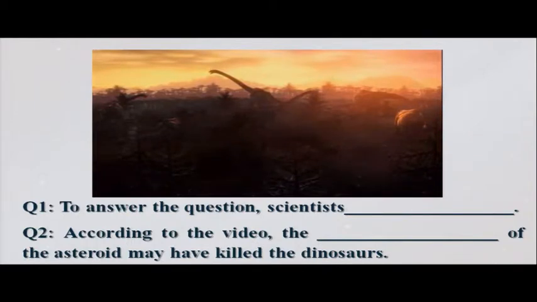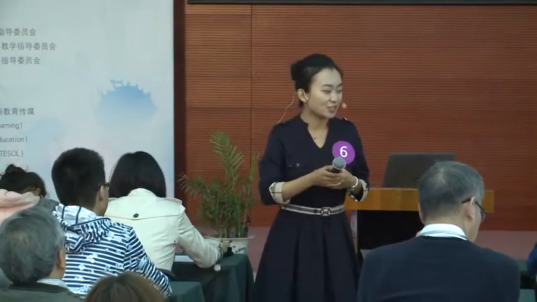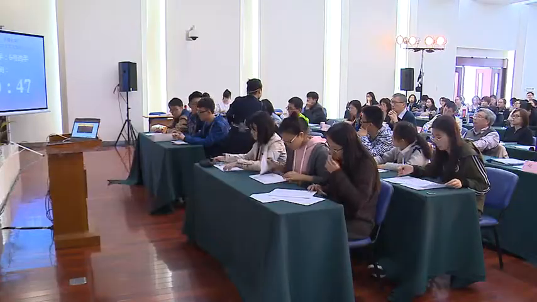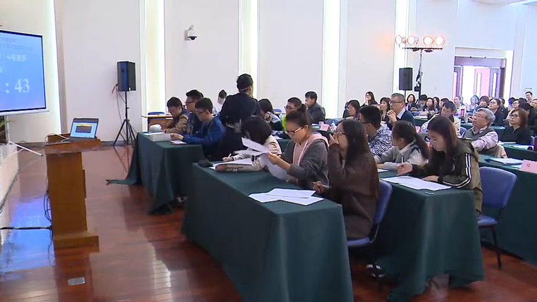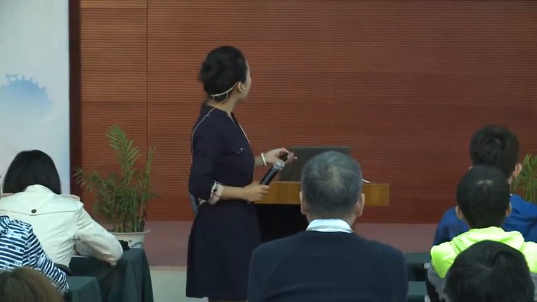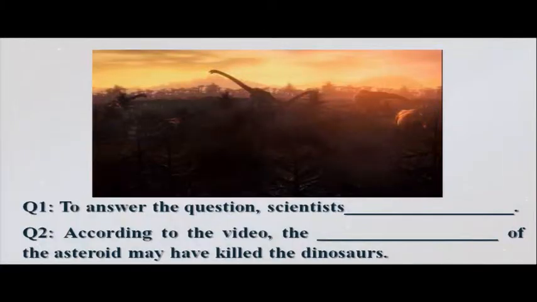Okay, that's the second part. So can anyone tell me what did the scientists do? They want to recreate the crash. Perfect. They want to recreate the crash here. And what about the second one here? According to the video, the what of the asteroid may have killed the dinosaurs.